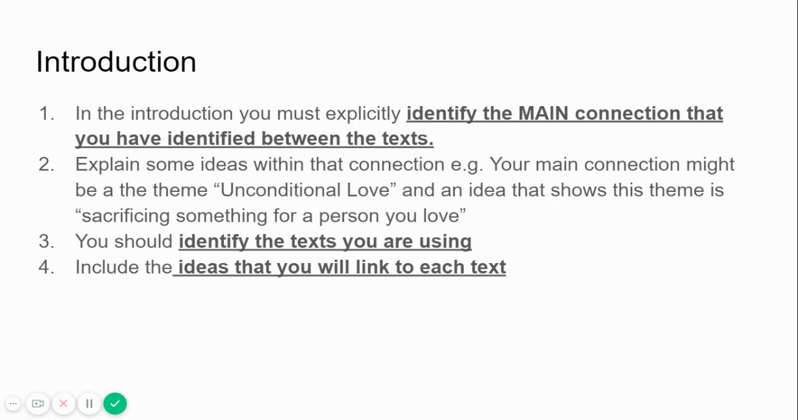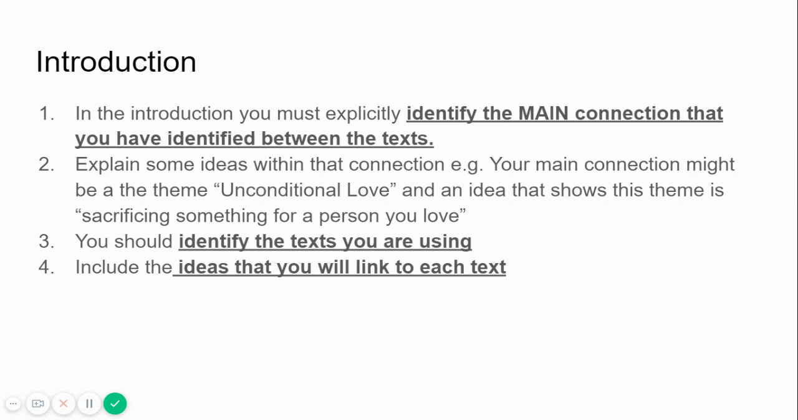The fourth part of your introduction is an optional part, but it allows you to include the ideas that you're going to link to each text within maybe the main connection that you found. So if you look back at point number 2, where you've got the main theme of unconditional love, and one of the ideas that shows the theme is sacrificing something for a person you love, in option number 4, you might use the idea sacrificing something for a person you love, and then another idea that also shows unconditional love, and you could identify those in your introduction as well.